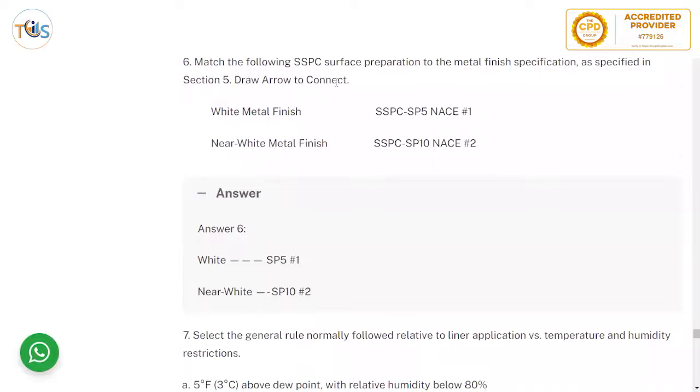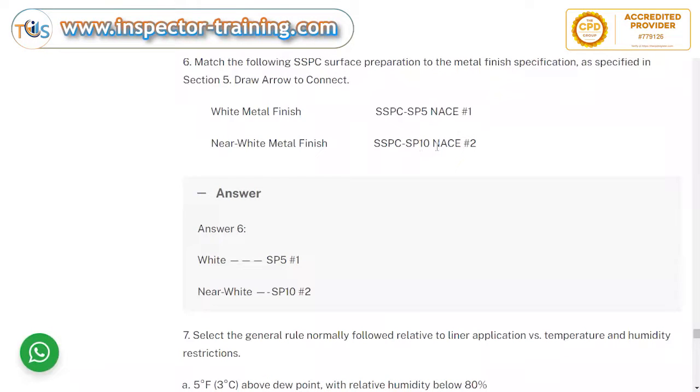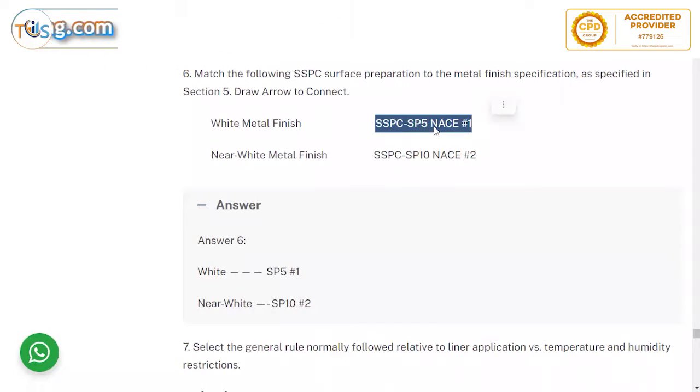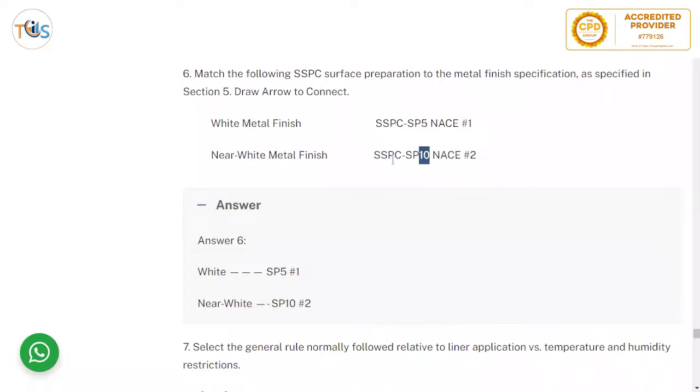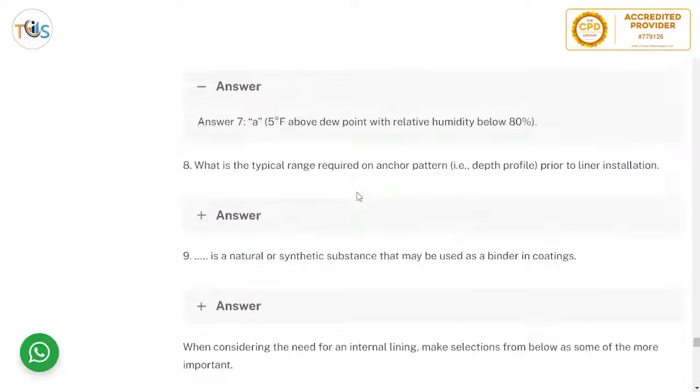Match the following SSPC surface preparation to the metal finish specification. So it's the same as that. White metal finish is SSPC SP5 or NACE 1, and near white is SP10. But it might come to you, unfortunately, so you need to remember what SSPC SP5 or NACE 1 stands for, what SP10 stands for, and so forth. Select the general rule normally followed relative to liner application versus temperature and humidity. So 5 degrees above dew point with relative humidity below 80%. This might be a potential question.